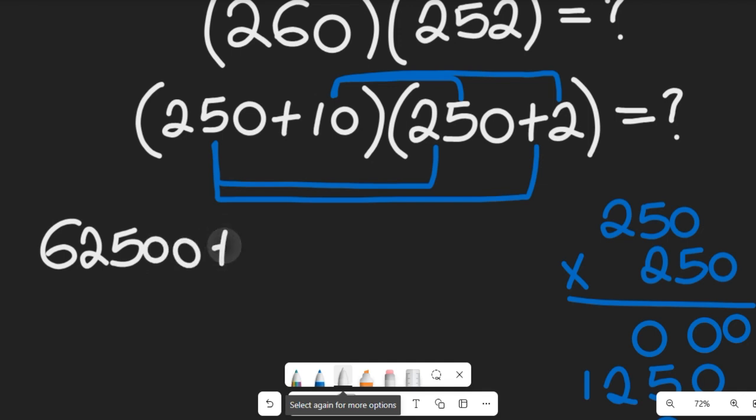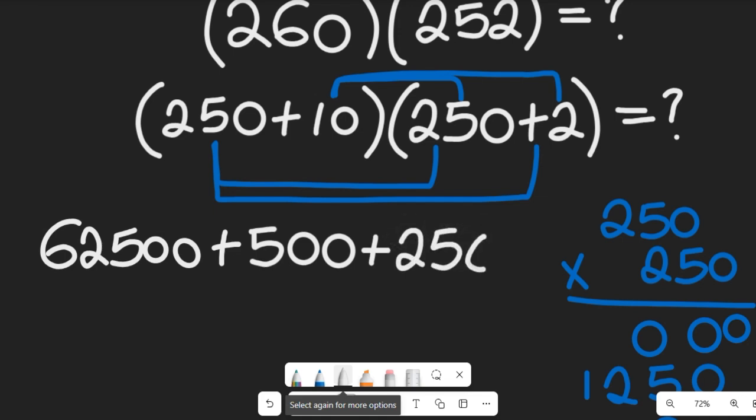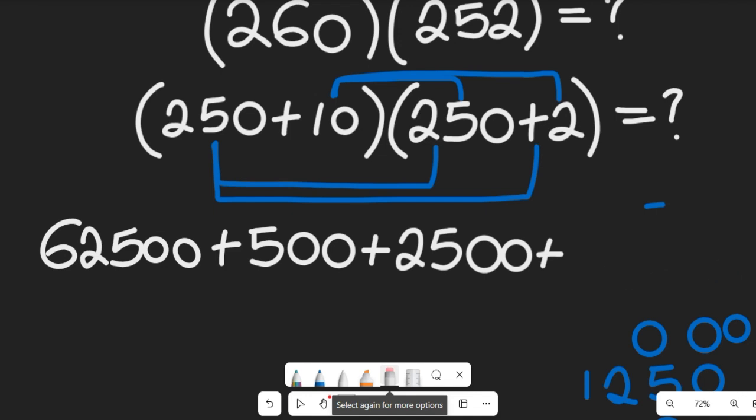So we're going to have this to be 62500 plus 250 times 2, which is going to give us 500, right? Now this will be plus 10 times 250, which is going to give us 2500. That's a bit simpler because we'll just put a 0, right? Plus 10 times 2 is going to give us what? 20.